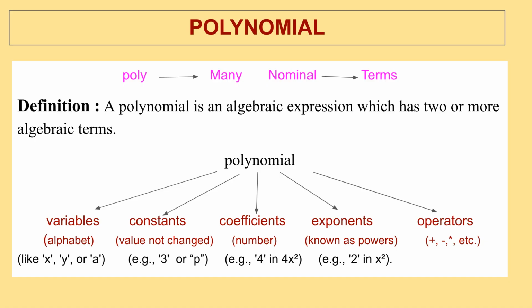What is a variable? A letter that represents one or more numbers is called a variable. It is an alphabet letter such as x, y. A constant is something whose value does not change, as 3 and p, or m, whose value does not change. A coefficient is a number. Here we write 4x squared. 4 is a coefficient. Why? Because we write it before the variable. It is a constant. Then there are exponents, known as powers. As x's power is 2, 2 is an exponent. What are operators? Plus and minus. We add some terms, we subtract some terms, and multiply. These are called operators.